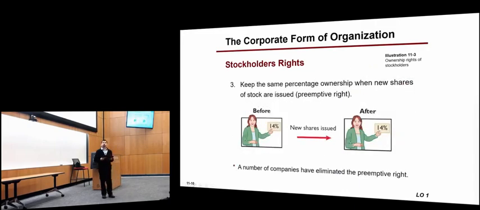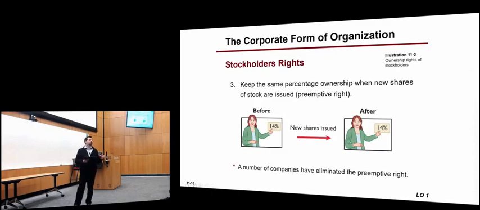They also have the right to keep the same share in the company if the company decides to issue additional stocks. This is not always. This is if the company has preemptive rights. Nowadays, a lot of companies are removing this. However, if the company has preemptive rights, it means that the existing shareholders have the right to buy or to keep their share of the company.